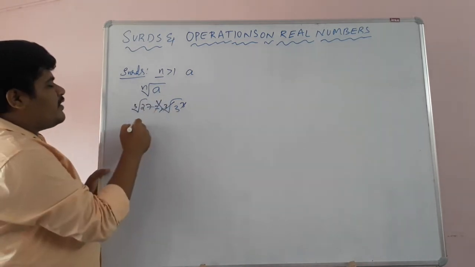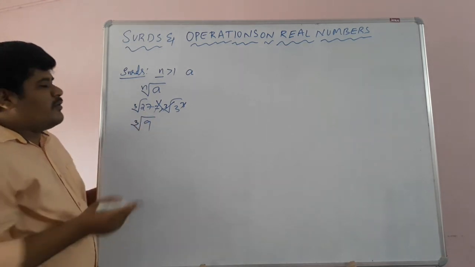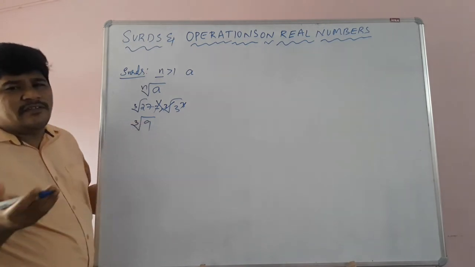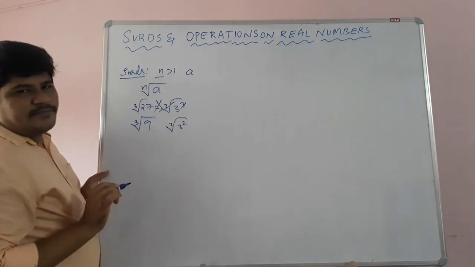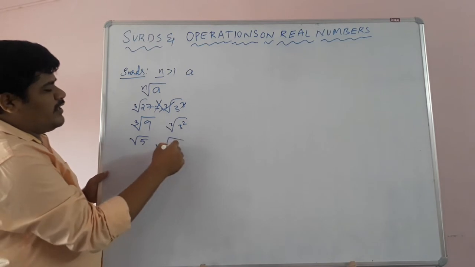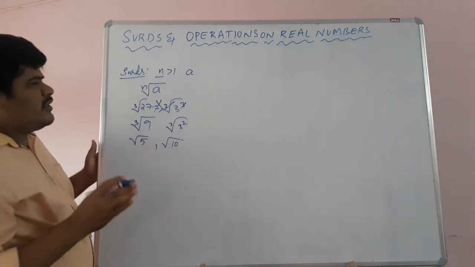Suppose I am taking the cube root of 9. This is a surd. If you write it in exponential form, you can write it as the cube root of 3 squared. This is a surd. The square root of 5 is a surd. The square root of 10 is also a surd. So students, what did you understand?